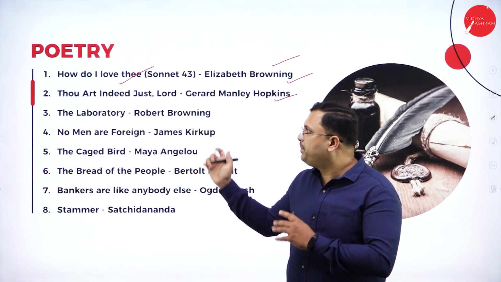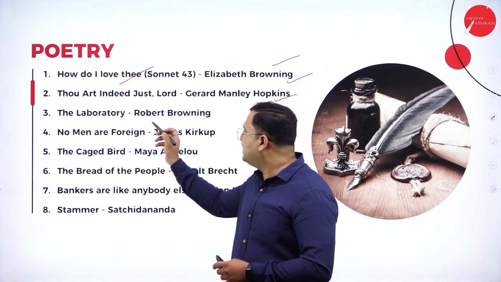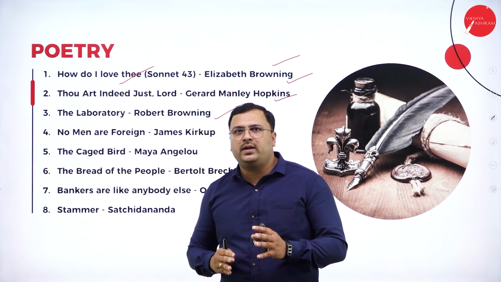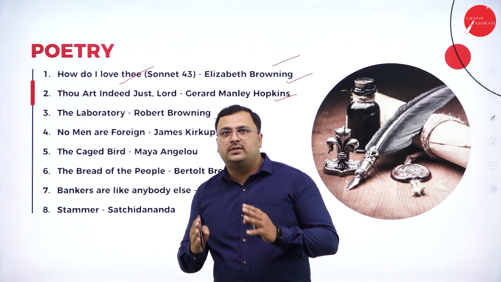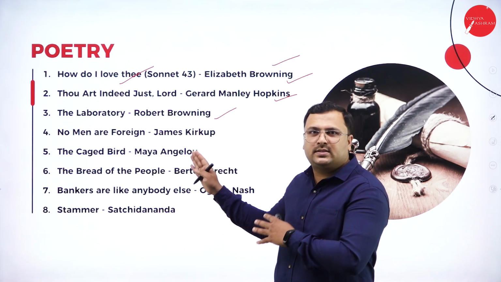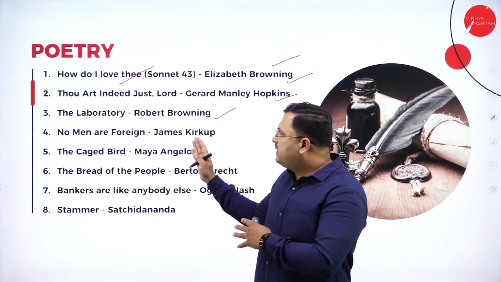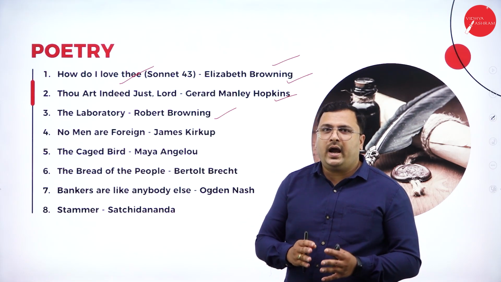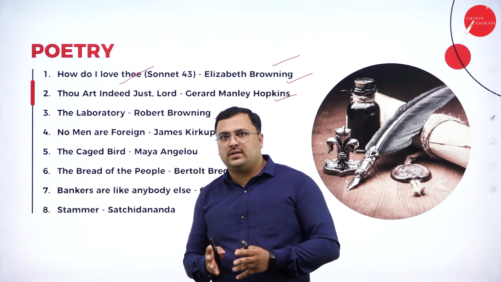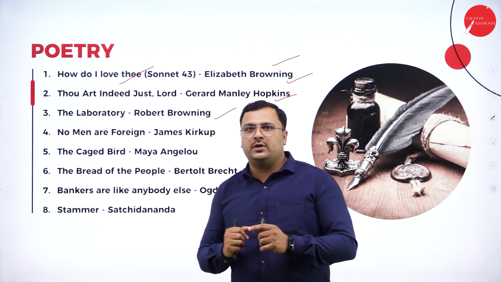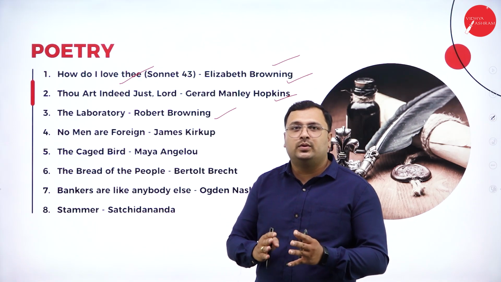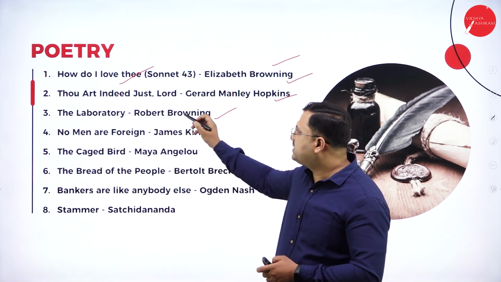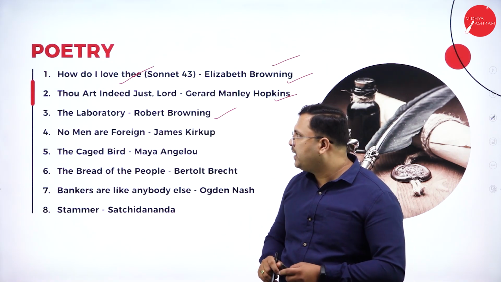Next one is The Laboratory by Robert Browning. Robert Browning is good with dramatic monologue technique in his poems. This Laboratory deals with a woman, and she is trying to prepare poison. Why is she preparing poison, and how is the story braided here? We will see when we study The Laboratory.